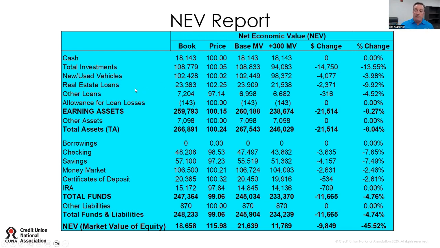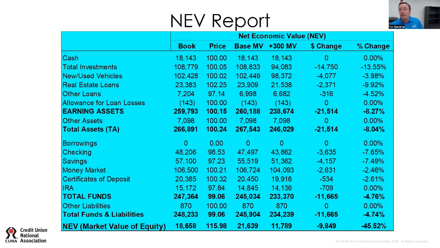Well, the same thing happens with real estate loans. Now, my real estate loan portfolio is smaller, but when you come over here and look at the percentage change, yes, the actual dollar amount is less. It's $2,371. So the actual dollar amount is less, but the percentage change is actually bigger, the percentage change between the base and that plus 300 basis point environment. So there's more volatility. Why? Because the cash flows are longer. So the longer the cash flows, the more volatility that is going to show up in an NEV report.